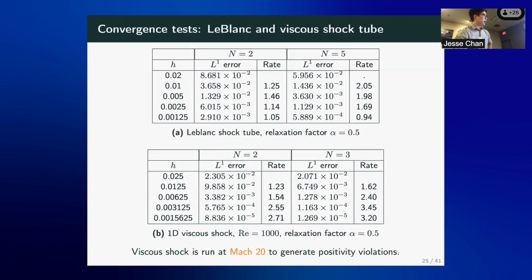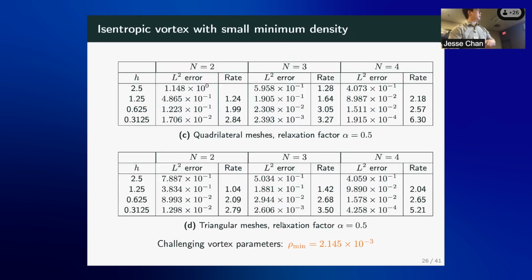And we can also run this for a viscous shock tube at Reynolds number 1000, and things seem to work. We get a rate of convergence of about 2.7 for degree 2, and a little bit suboptimal, a rate of about 3 for degree 3. But this is also because we're really not getting into the asymptotic regime for these. We're just now getting into the asymptotic regime for this finest set of meshes. And I should note that this viscous shock has an analytical solution, but we're running it at a much higher Mach 20 number just to make sure that we're actually generating positivity violations to really test our scheme.